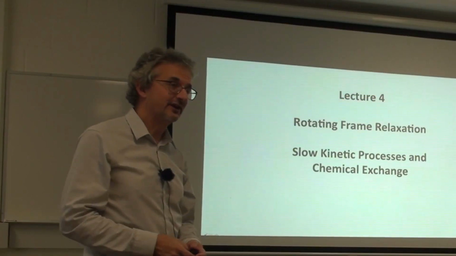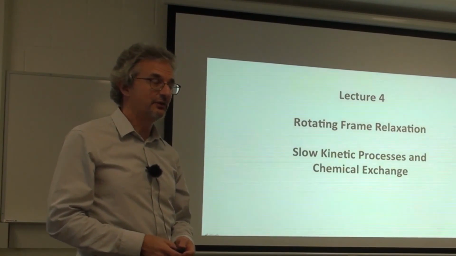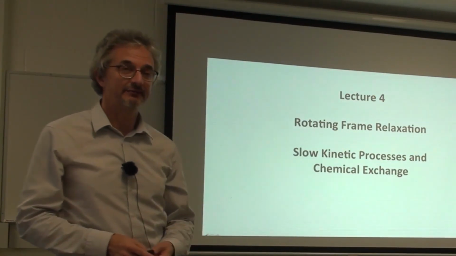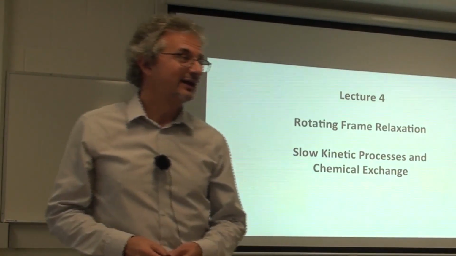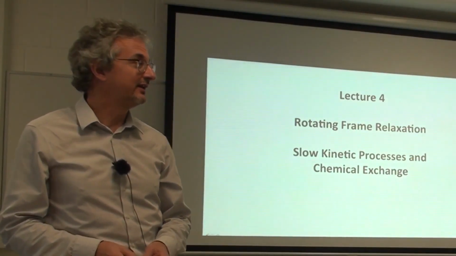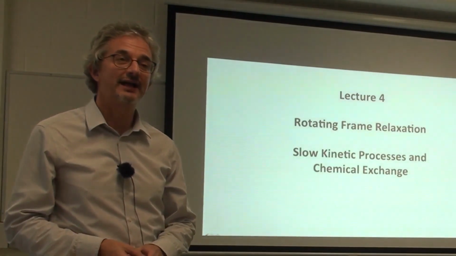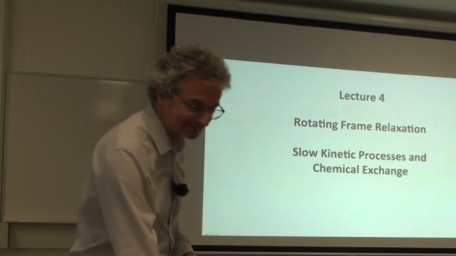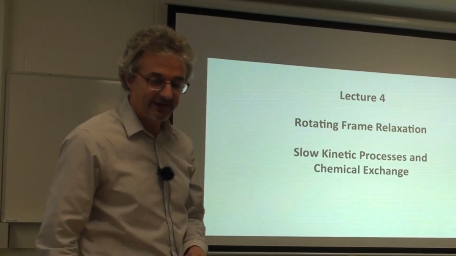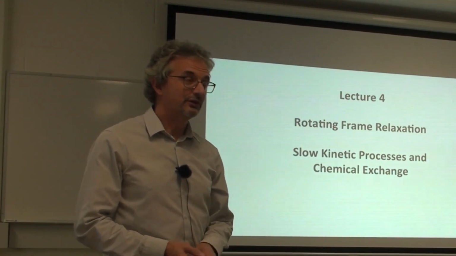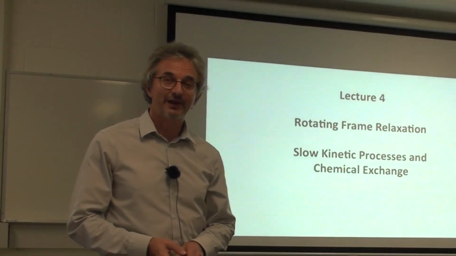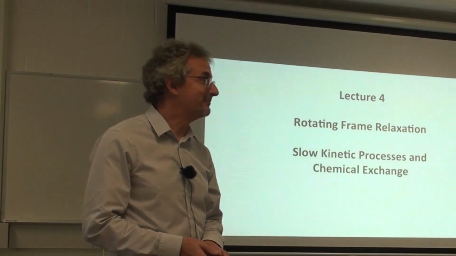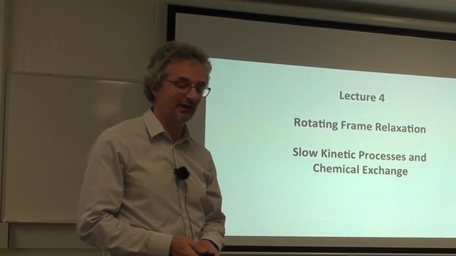In this lecture, we will continue with the Redfield equations and talk about rotating frame relaxation. That is, what happens to relaxation when we turn on a radio frequency field in addition to our B0 field. And then we'll finally address the question of what happens when the fast limit, the Redfield limit, isn't achieved, when we have slow processes.